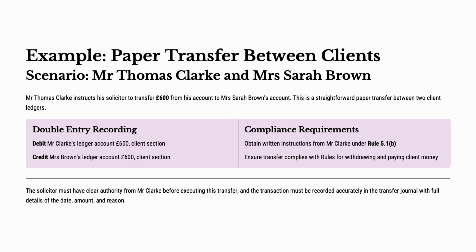And we've got Mr. Thomas Clark, who instructs the solicitor to transfer £600 to Mrs. Sarah Brown's account. The double entry is: debit Mr. Clark's ledger £600 in the client section, and credit Mrs. Brown's ledger £600, once again in the client section.